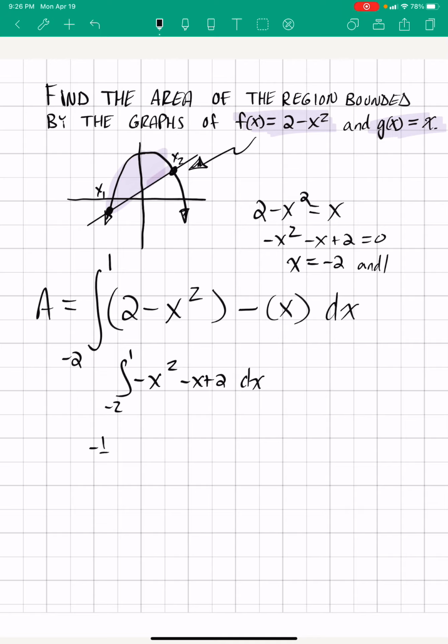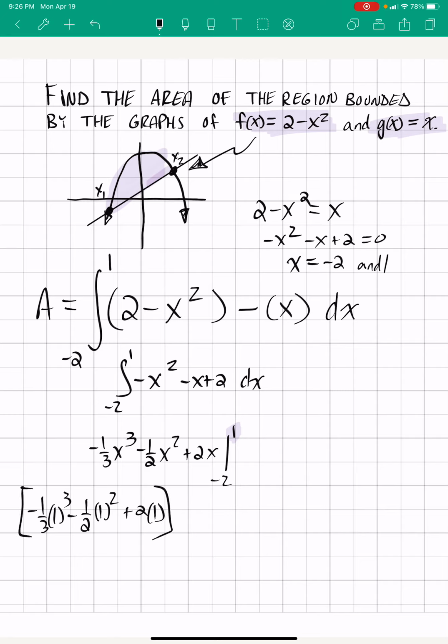So we're going to have negative 1/3 x cubed minus 1/2 x squared plus 2x evaluated from negative 2 to 1. We always start with the top sum. So we're going to start with 1, and we get negative 1/3 times 1 cubed minus 1/2 times 1 squared plus 2 times 1. We're not done. I'm going to use brackets to show that I finished half of this evaluation.